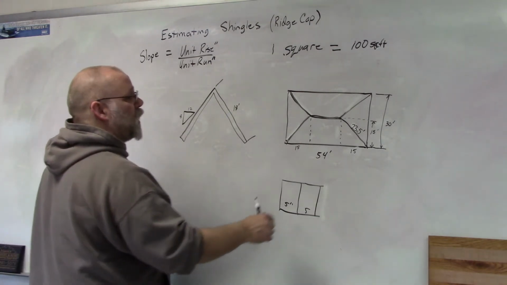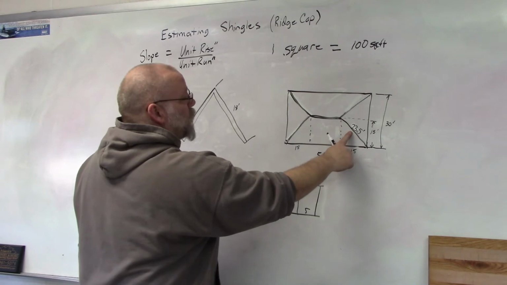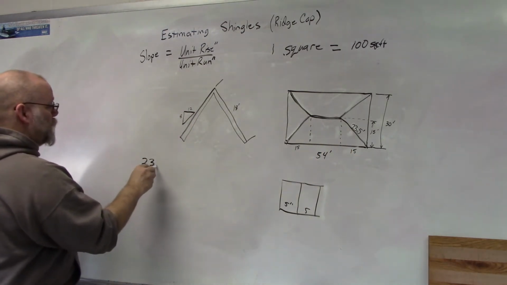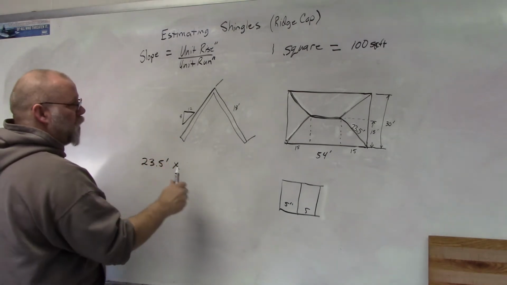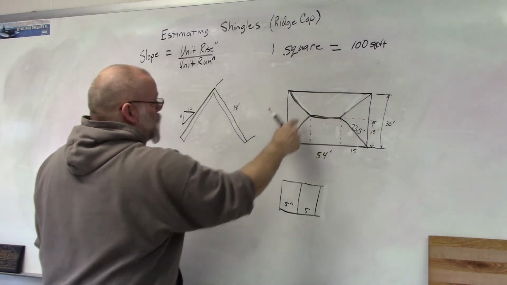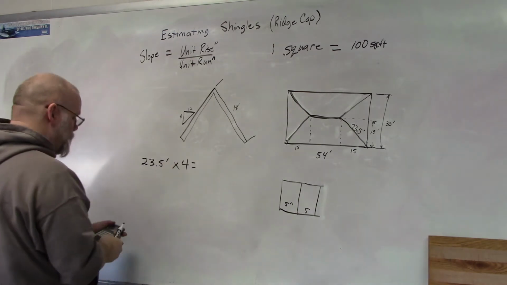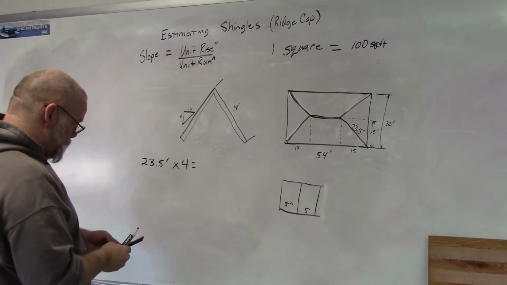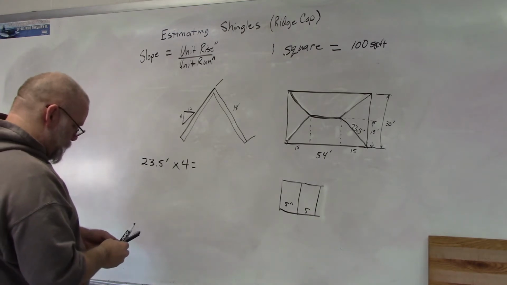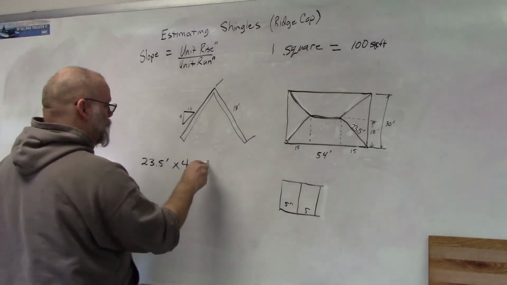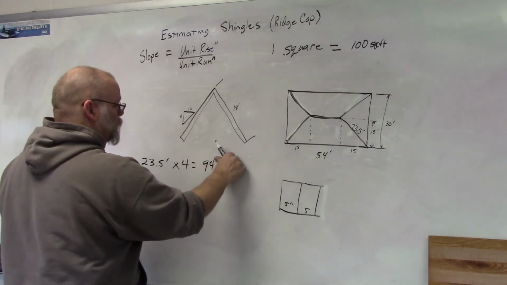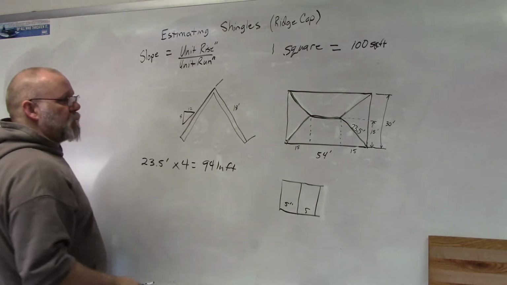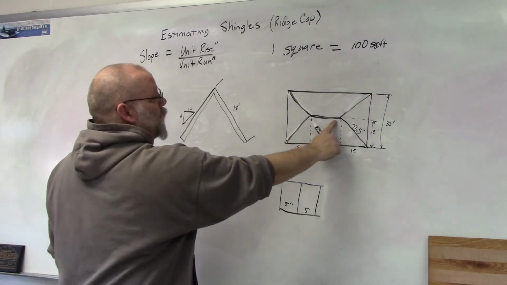All right, so I figured out that this hip rafter right here is 23.5 feet long, and there are 4 of them: 1, 2, 3, 4. So that gives me a total of 23.5 times 4, which gives me 94 linear feet. Okay, then I have to add for the ridge board.